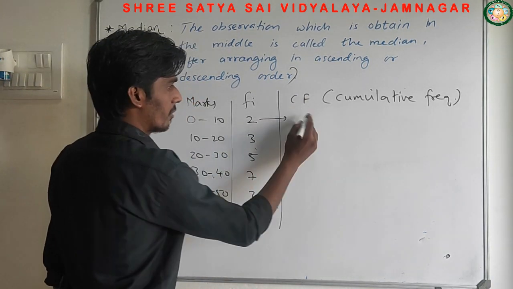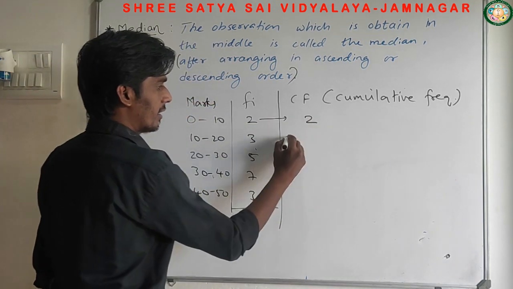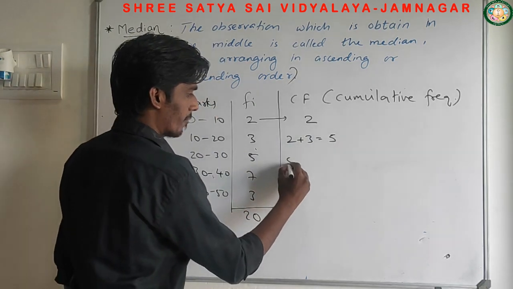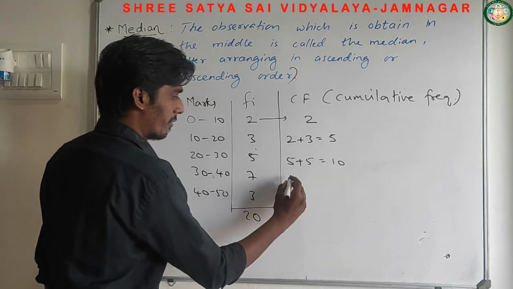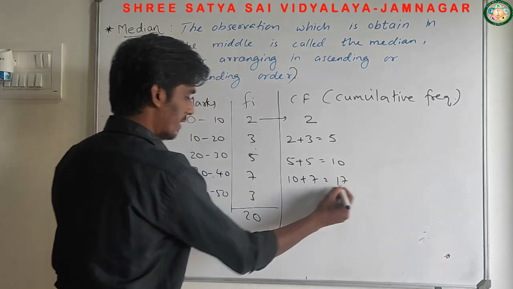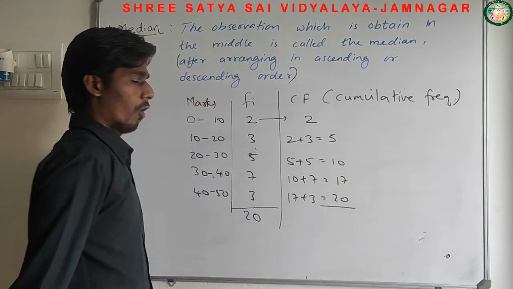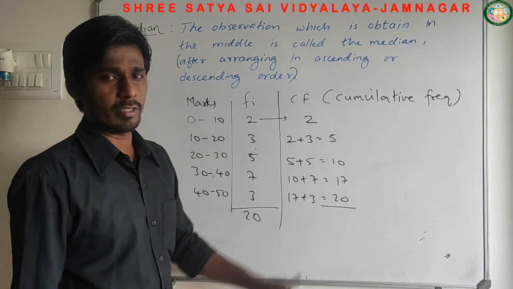First of all, write down this observation frequency as it is, 2. Now this 2 plus 3 is how much? 5. Now this 5 plus 5 is how much? 10. Now this 10 plus 7 is how much? 17. Now 17 plus 3 is how much? 20. Always you get here this 20 and 20, always total frequency you get here.